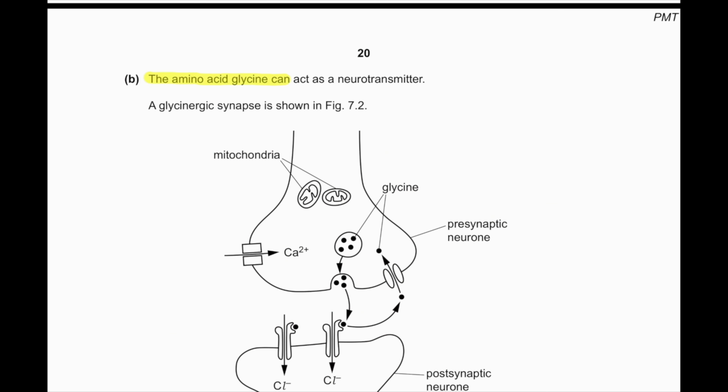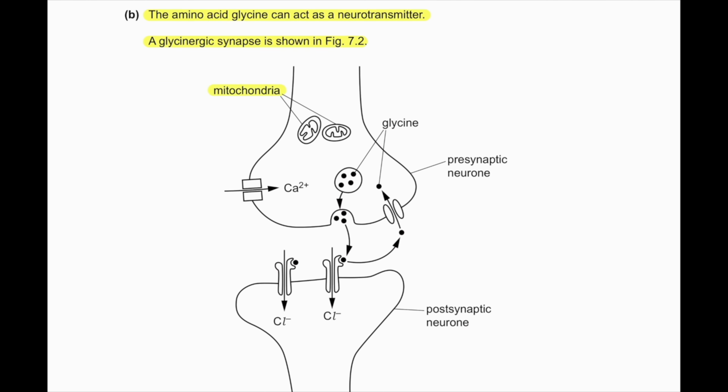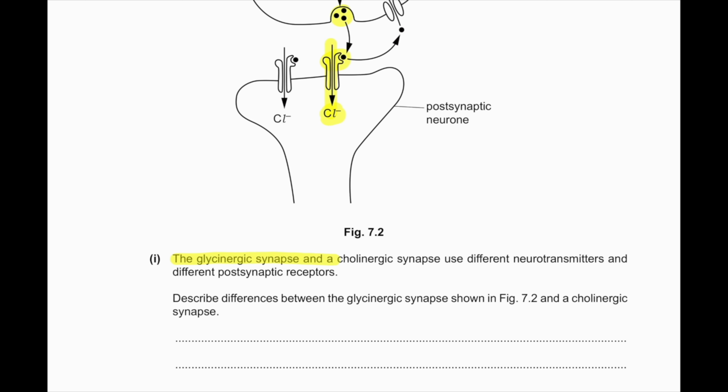The amino acid glycine can act as a neurotransmitter. A glycinergic synapse is shown in figure 7.2. We can see the mitochondria is providing the energy, the ATP, for the process of exocytosis. When calcium ions enter, the exocytosis of glycine occurs. Glycine sits in the receptor, which allows the influx of chloride ions. The glycinergic synapse and cholinergic synapse use different neurotransmitters and different postsynaptic receptors.